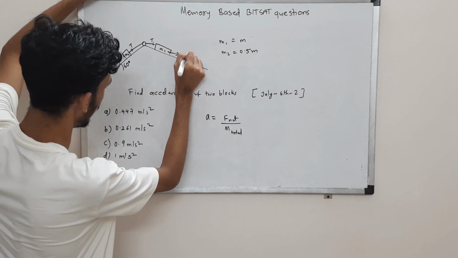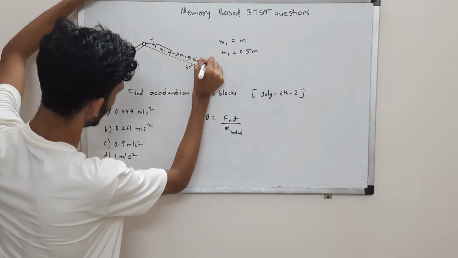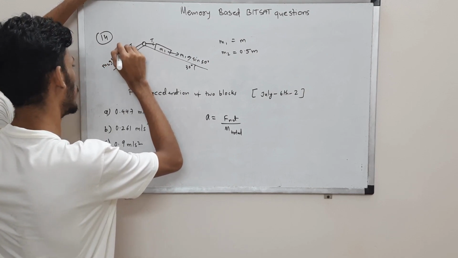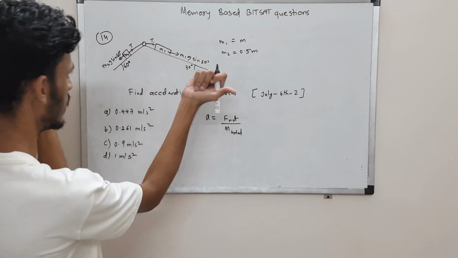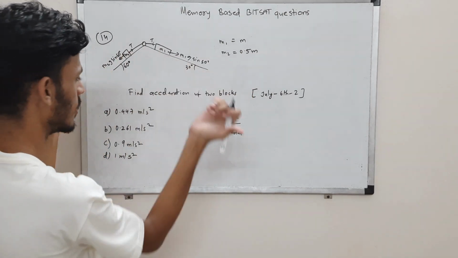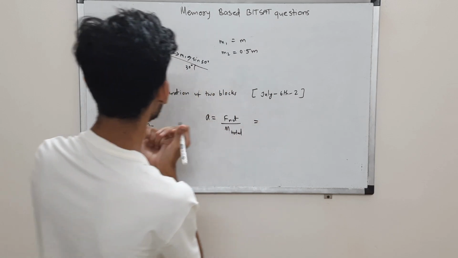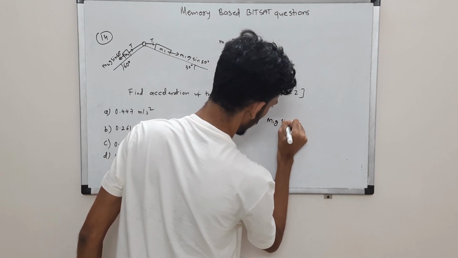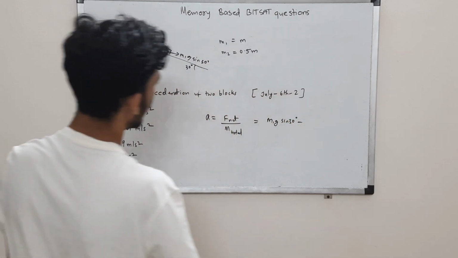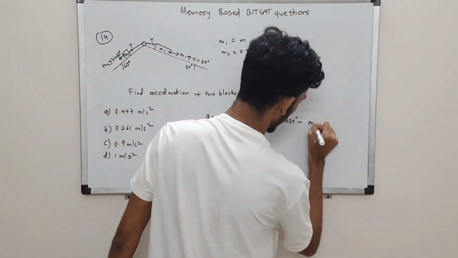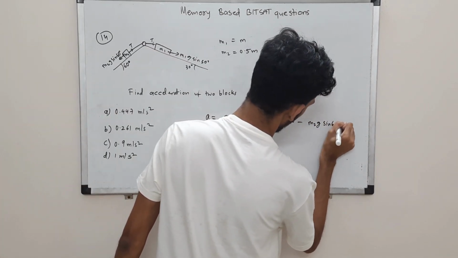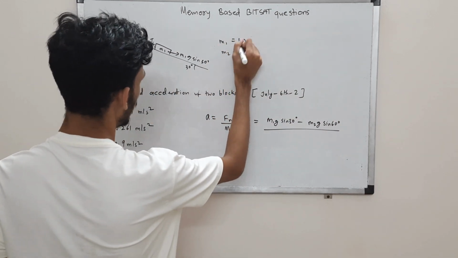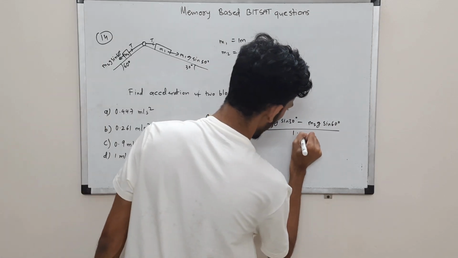First is this m1g sine 30, and next is this one, which is m2g sine 60. They are opposite, you can see. So net force will be this minus this, or this minus this, whatever. We'll take m1g sine 30, afterwards we'll substitute, and minus m2g sine 60, divided by m1 plus m2. So m1 plus m2 is 1m plus 0.5m, that is 1.5m.